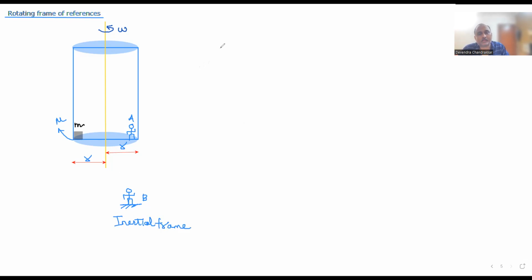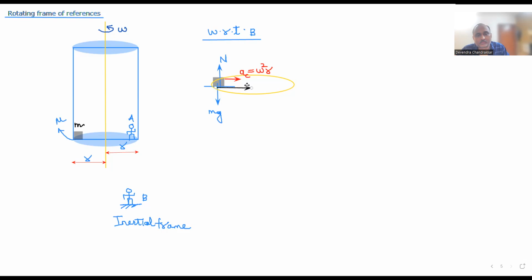Let's first make it from the non-inertial one. With respect to B, let's draw the free body diagram of the block. How will it look? So this is the block, kept on the floor of the elevator. It's mg downwards, normal reaction N upwards. And since it is undergoing a circular path, it has a centripetal acceleration towards the center. Omega is constant, so centripetal acceleration is omega square r.